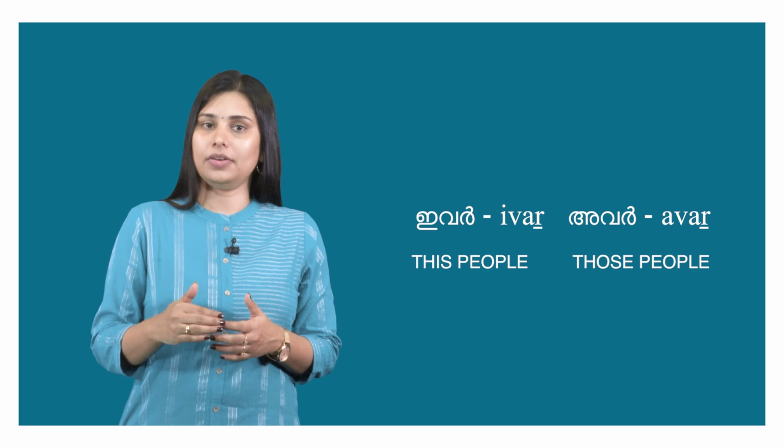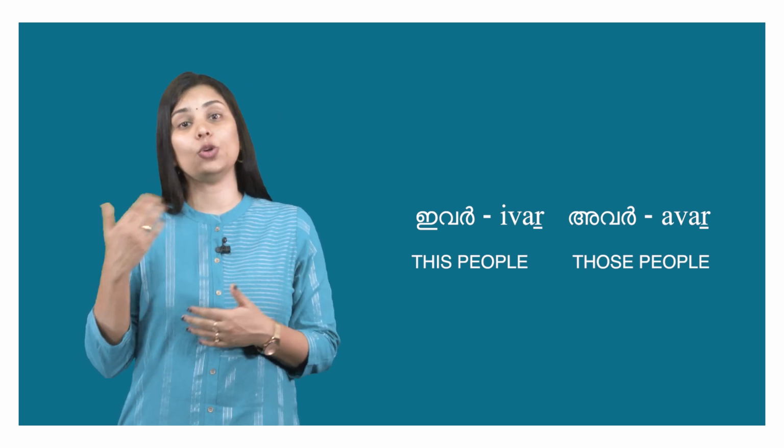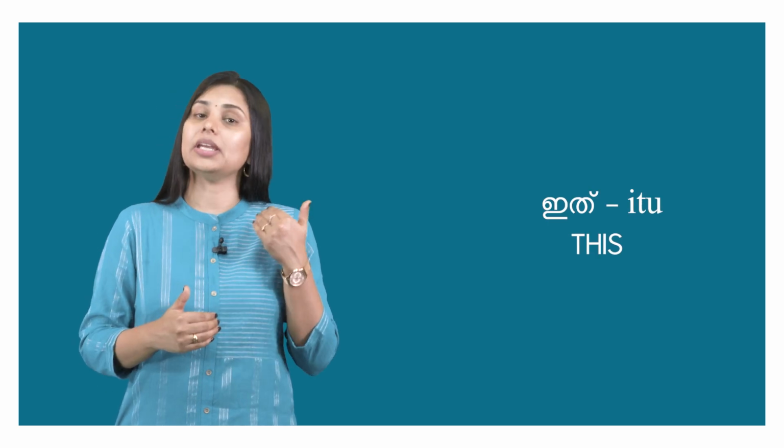Ivan, meaning he, is used for a male who is near the speaker, while aval is used for a female who is farther away. Similarly, their possessive forms are ivande, meaning his, and avalude, meaning her. Additionally, ivar and avar are used for plural forms referring to these people and those people, and ithu meaning this, when referring to objects, things or abstract ideas that are near the speaker respectively.